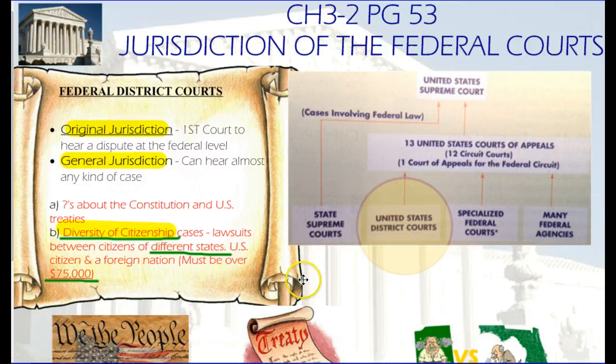Federal matters would be questions about the Constitution and U.S. treaties. We also have diversity of citizenship cases. That means you've had some kind of dispute between two different people who live in two different states, and the amount must be over $75,000. Or it could be a person from the United States who has a dispute with someone from a foreign nation in an amount exceeding $75,000. That would constitute diversity of citizenship. Now, at least one of these parties would need to request that the federal courts hear this. Otherwise, it could still go to a state court.